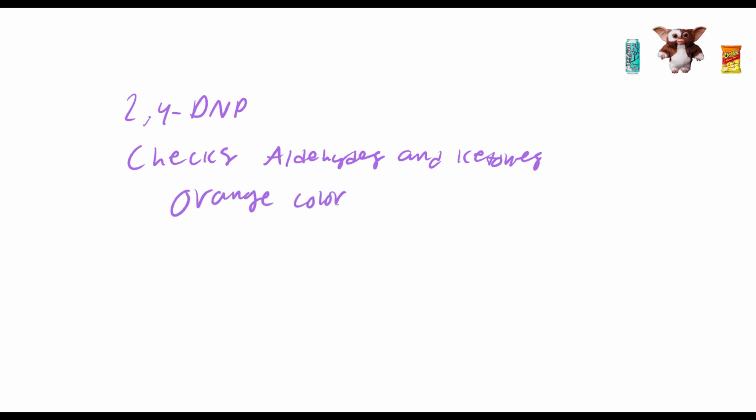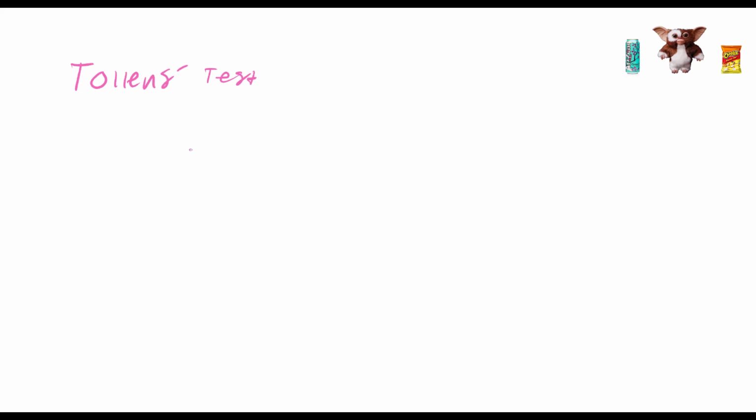Okay, so similar to some other reaction that we knew. I believe it was called a Jones reagent, where it was green, like a copper green. This reagent checks for aldehydes and ketones, and it gives an orange color if there is a ketone or aldehyde present. Okay, so just keep that in the back of your mind, and remember that if it comes up on the exam. Now, Tollens test is a bit different.